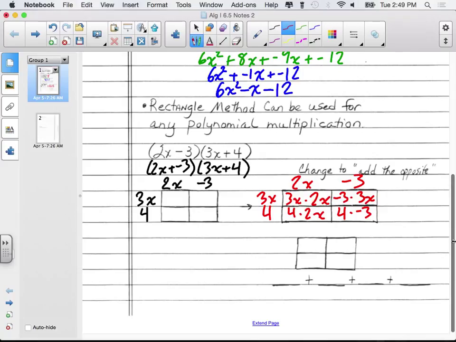Alright, so next thing we do, we just multiply all of our factors together. So top left box, what do you go in there? 6x squared. Top right one, -9x. Then 8x, and then the last one should be -12, right? So you have to make all those rectangles.